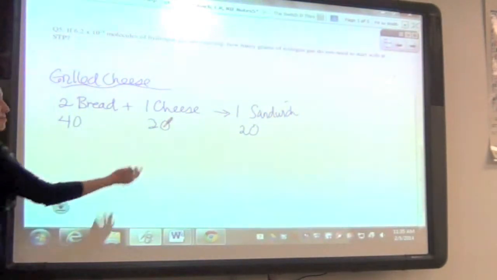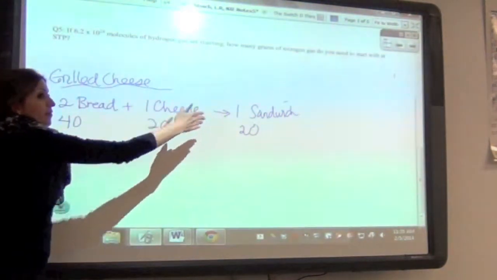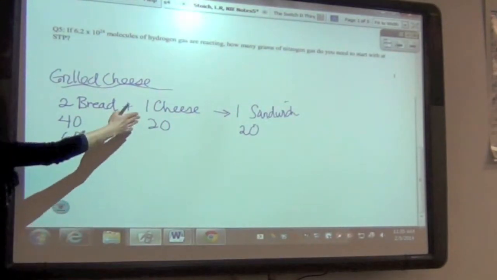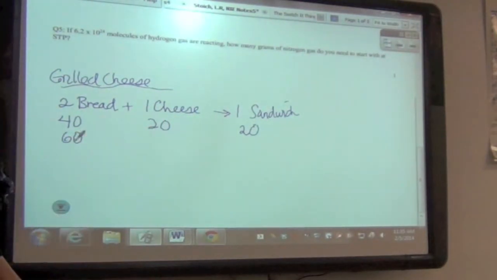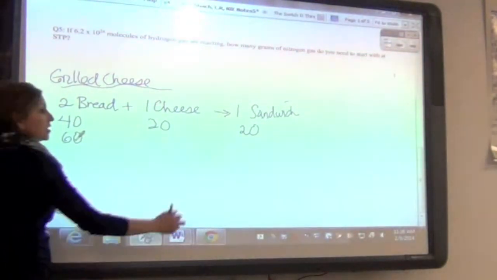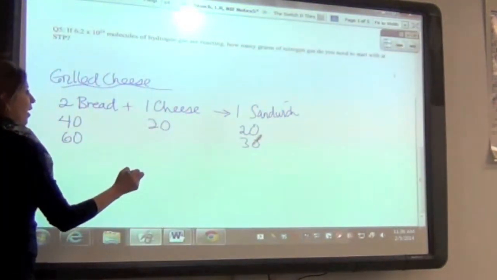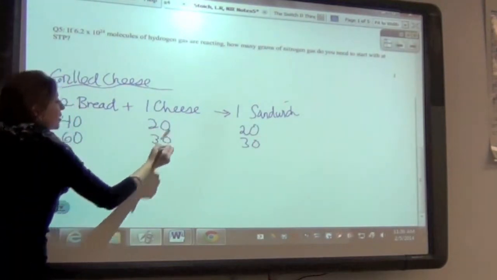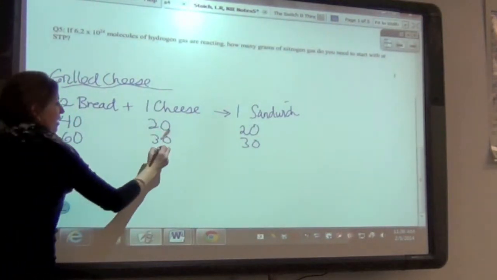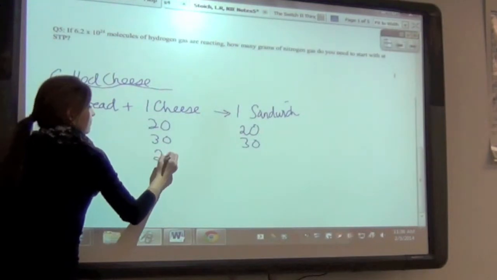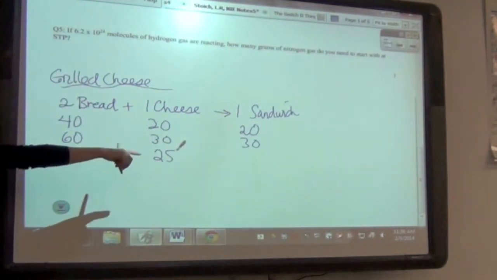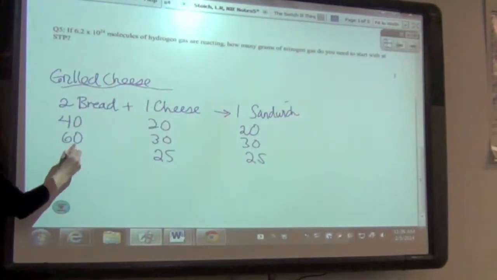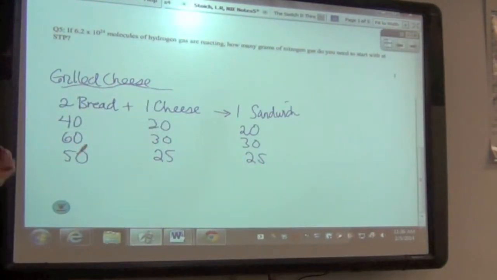Your ratio is 1 to 1 and 2 to 1, right? Let's say that I've had 60 pieces of bread. I'm assuming that I have enough cheese. How many sandwiches could I make with 60 pieces of bread? 30. And how many pieces of cheese would I use then? 30. Let's say that I had 25 pieces of cheese. Then how many sandwiches could I make? 25. How many pieces of bread would I need? 50. Okay? So you're really fast at this.